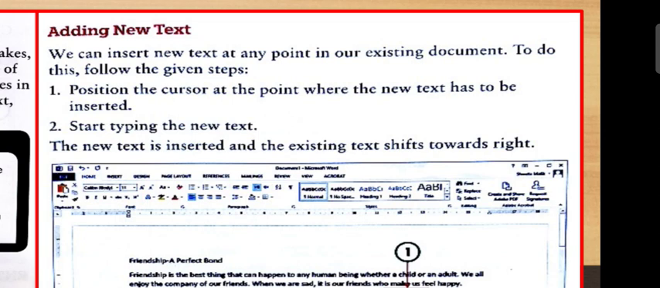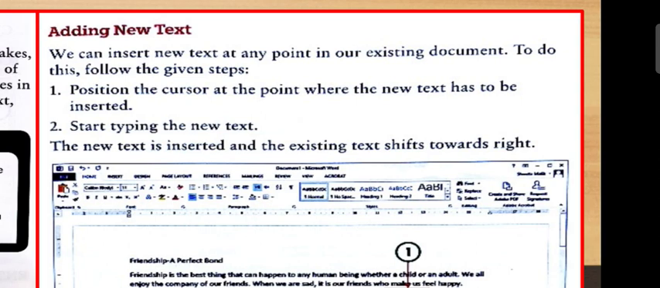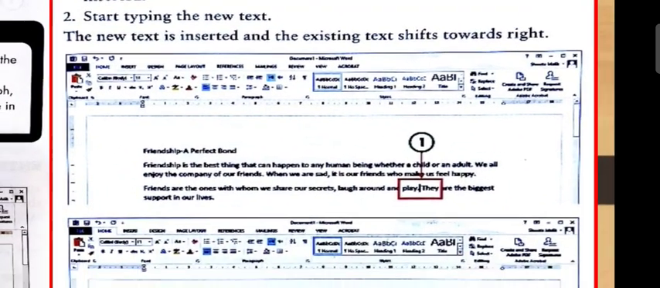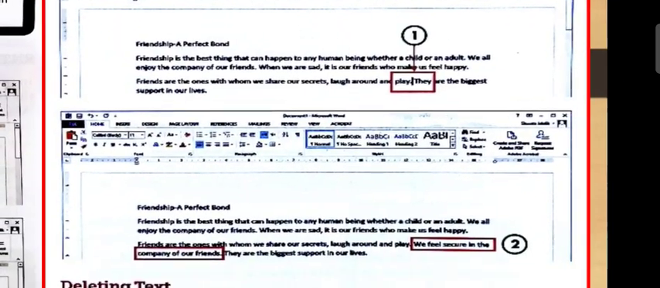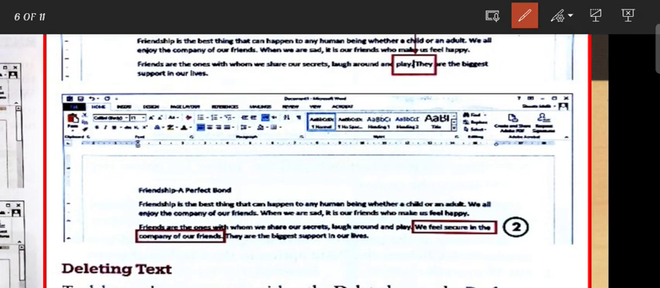Next is adding new text in a document. If you want to add new text at any point in your existing document, you need to follow some steps. First of all, position the cursor at the point where the new text has to be inserted. Here you can see in this image, the cursor is placed after the full stop. That means the new text will be inserted after the full stop.